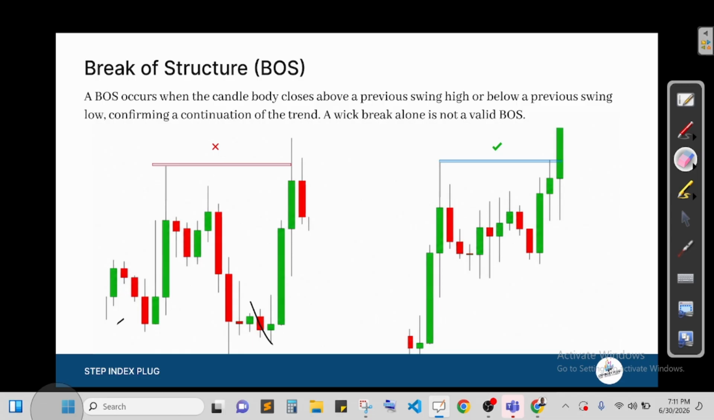So you are to look out for candle close. The candle must close above, if it is a bullish trend, for you to say this is a valid breakout. This is a valid breakout. So let's move to the next slide.